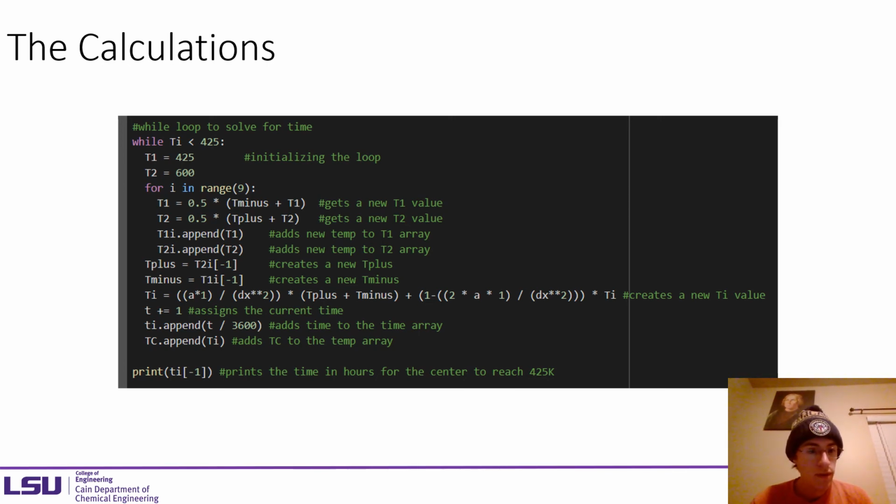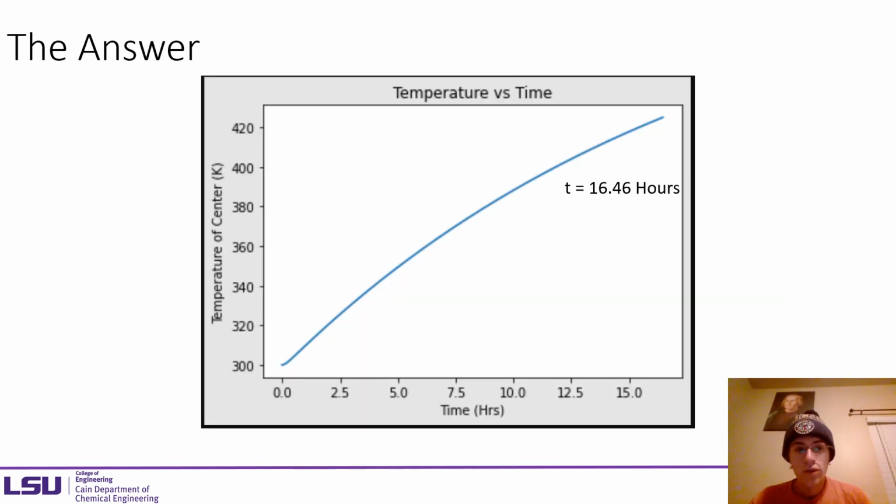So this is a graph I made in Python of the temperature at the center of the wall versus time. I made this graph using the arrays for temperature and time that I created in Python. And the while loop calculated that the time it would take for the center of the wall to reach 425 Kelvin is 16.46 hours.